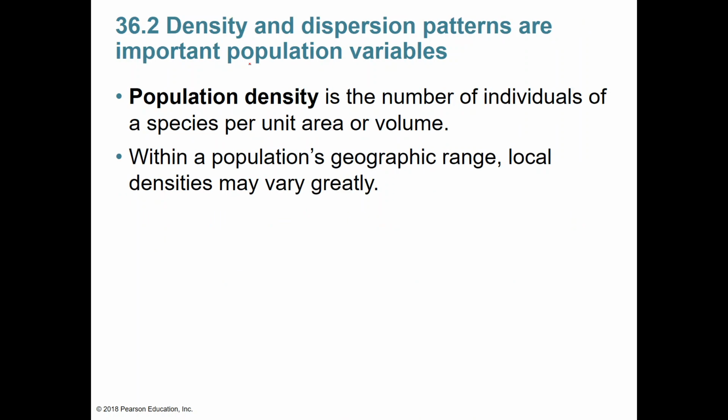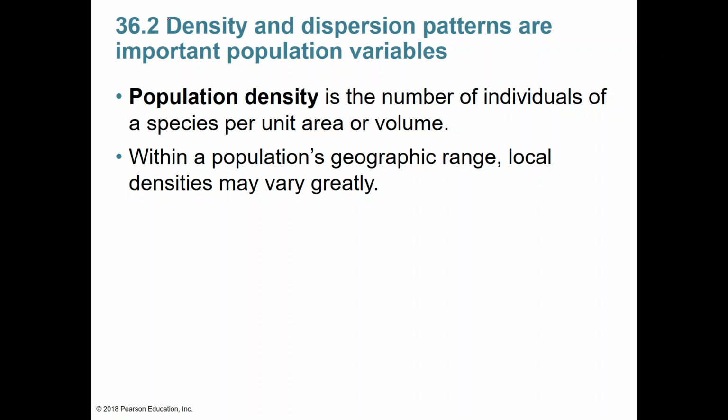So, a clearer definition of population density: this is the number of individuals in a species per unit area or volume. For example, it's the number of individuals per square acre, or per 100 square acres. So it's how many per area we're looking at.